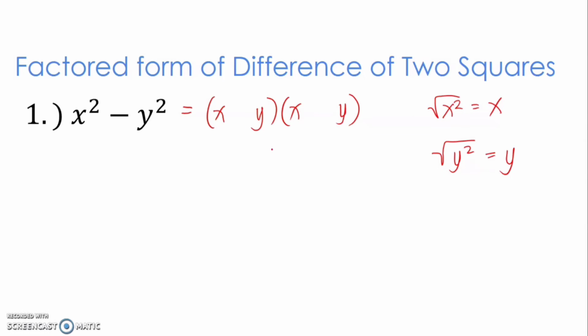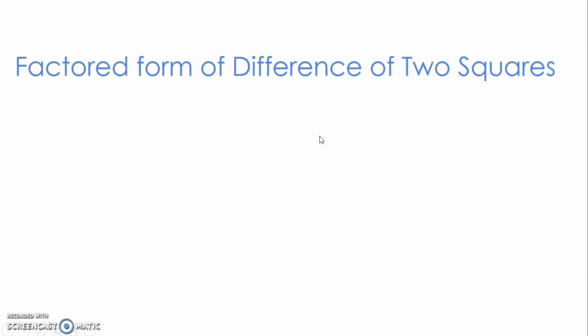Lastly, we follow the operations pattern. So we put here addition. Then for the second quantity, we put subtraction. You may also write your factored form as x minus y times the quantity x plus y. So they are just the same by commutative property of multiplication. Let's try another example.